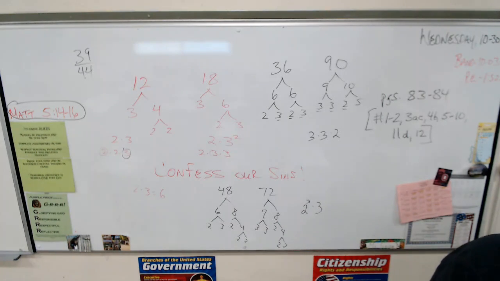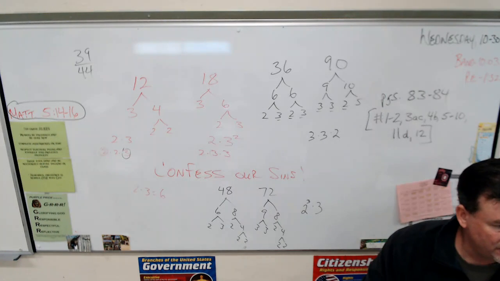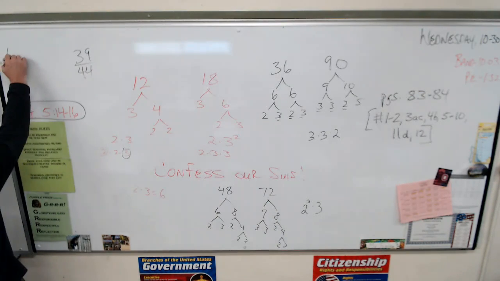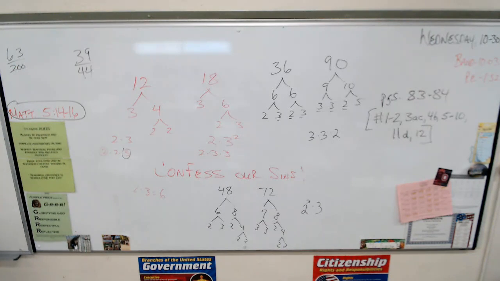Are those prime to each other? 63 and 200. If you had the fraction 63 over 200, could you reduce it? Could you divide them both by the same number? What do you think? You think you could reduce it? What would you divide them both by? 3.